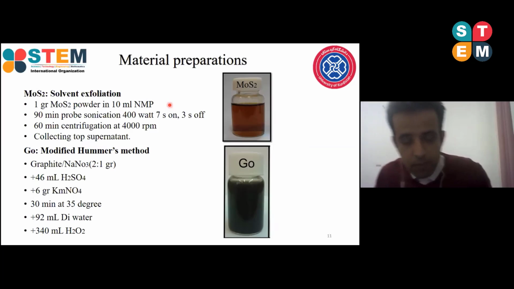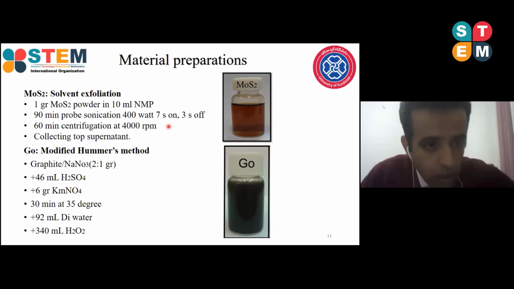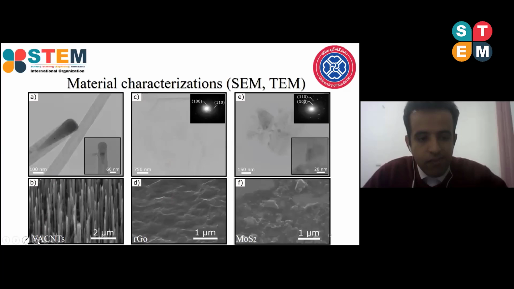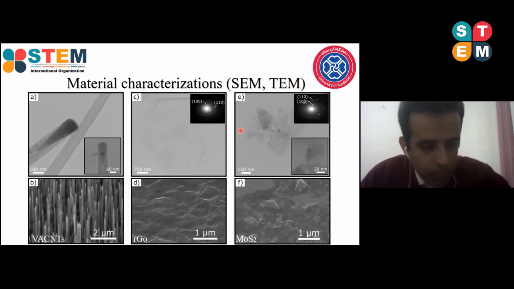So my result in this kind of sensor, I have prepared 3 different materials: MoS2 with solvent exfoliation methods with probe sonication, and also graphene oxide with a modified Hummers method. It's both a chemical process to prepare this kind of material. And also we grow vertically aligned carbon nanotubes that serve as an electrical contact for graphene and also for the molybdenum disulfide.